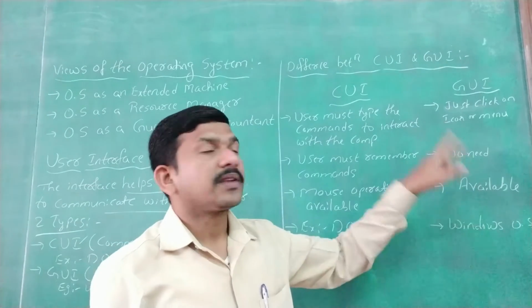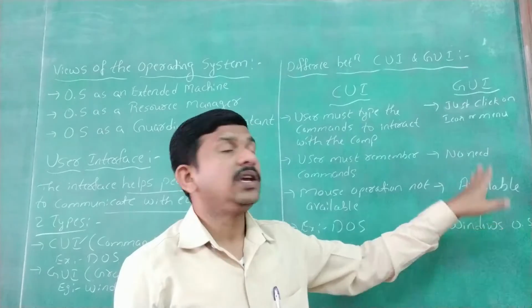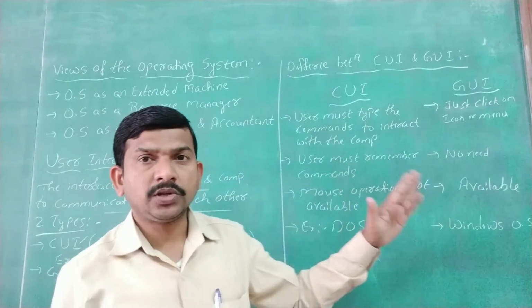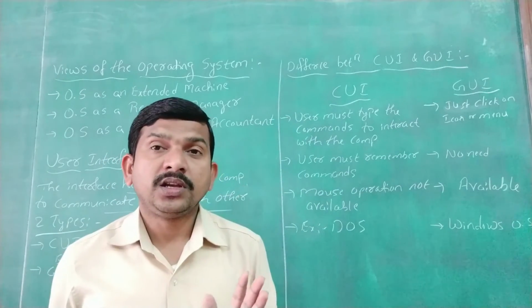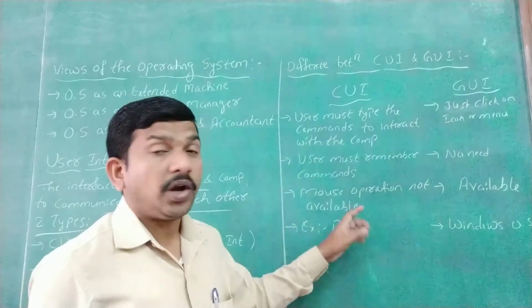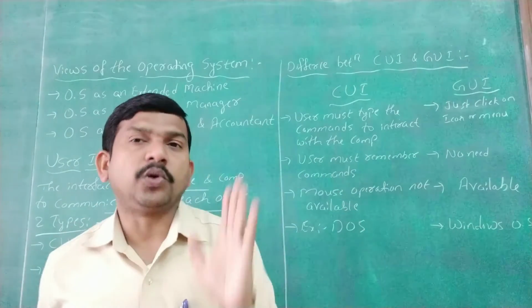So here, in GUI, the mouse is available. Normally we can work with the help of the mouse, as well as the keyboard. How can we say this? In CUI you must use the keyboard to communicate with the system. Is it clear? If you want to communicate with the system, in this we have to use the keyboard.